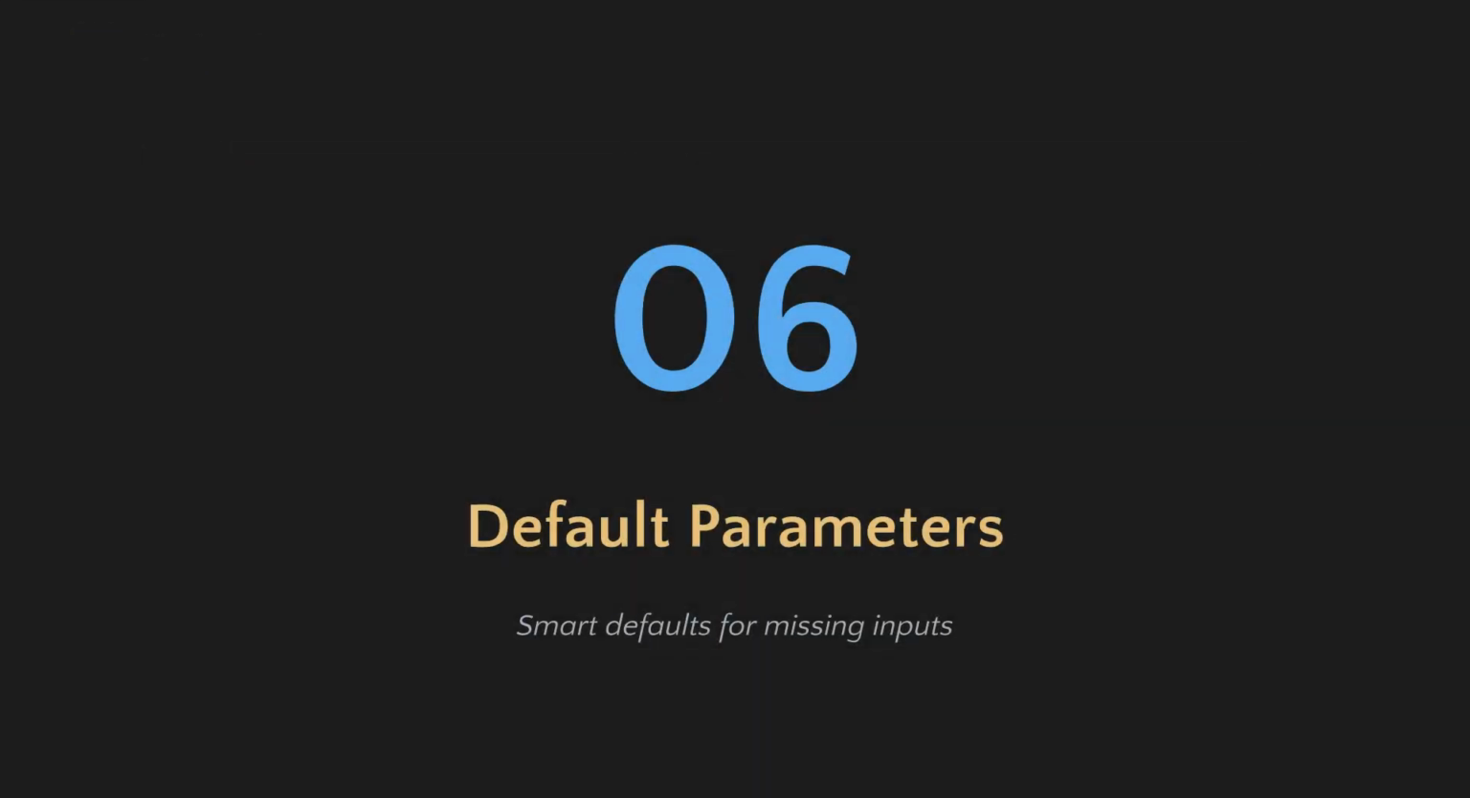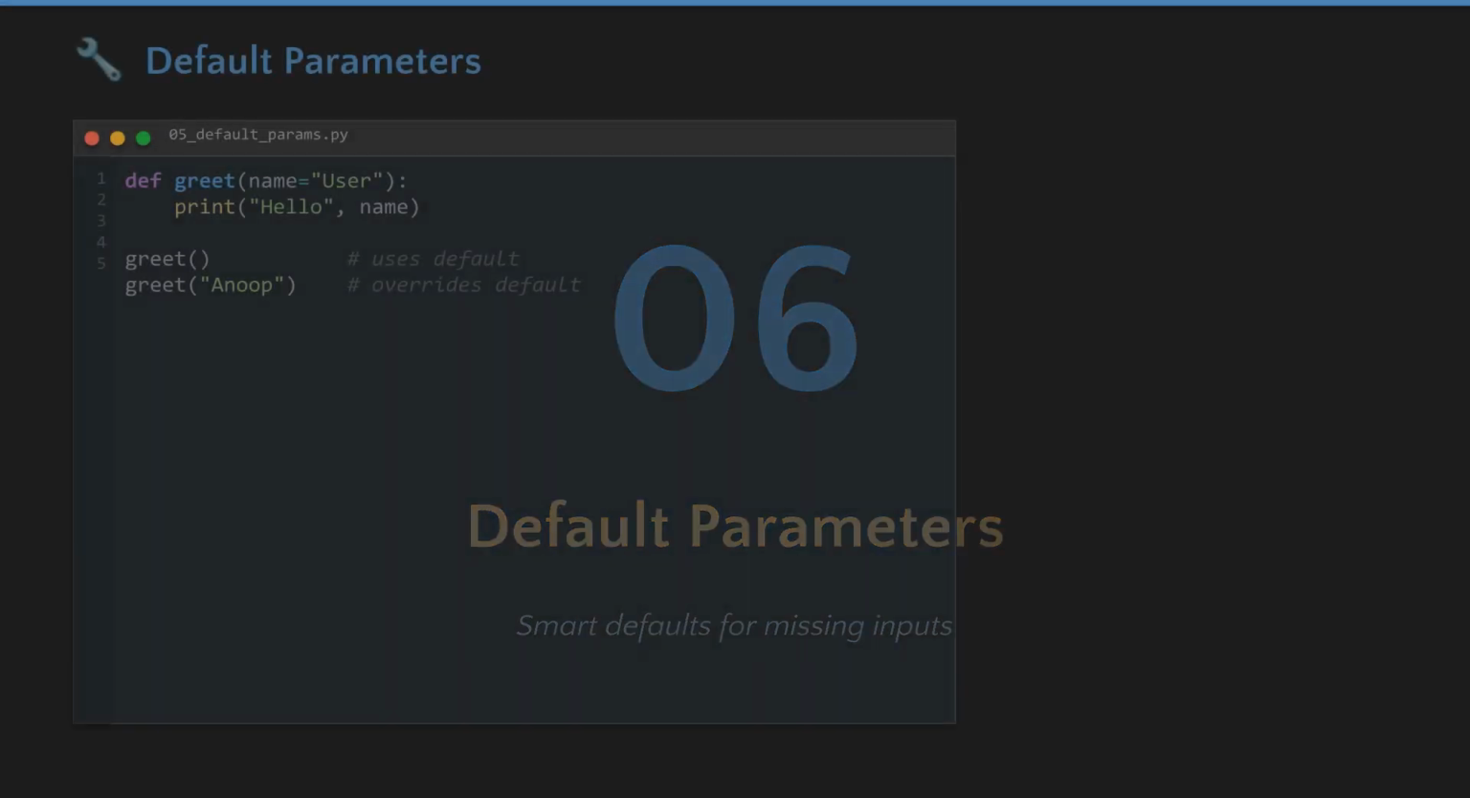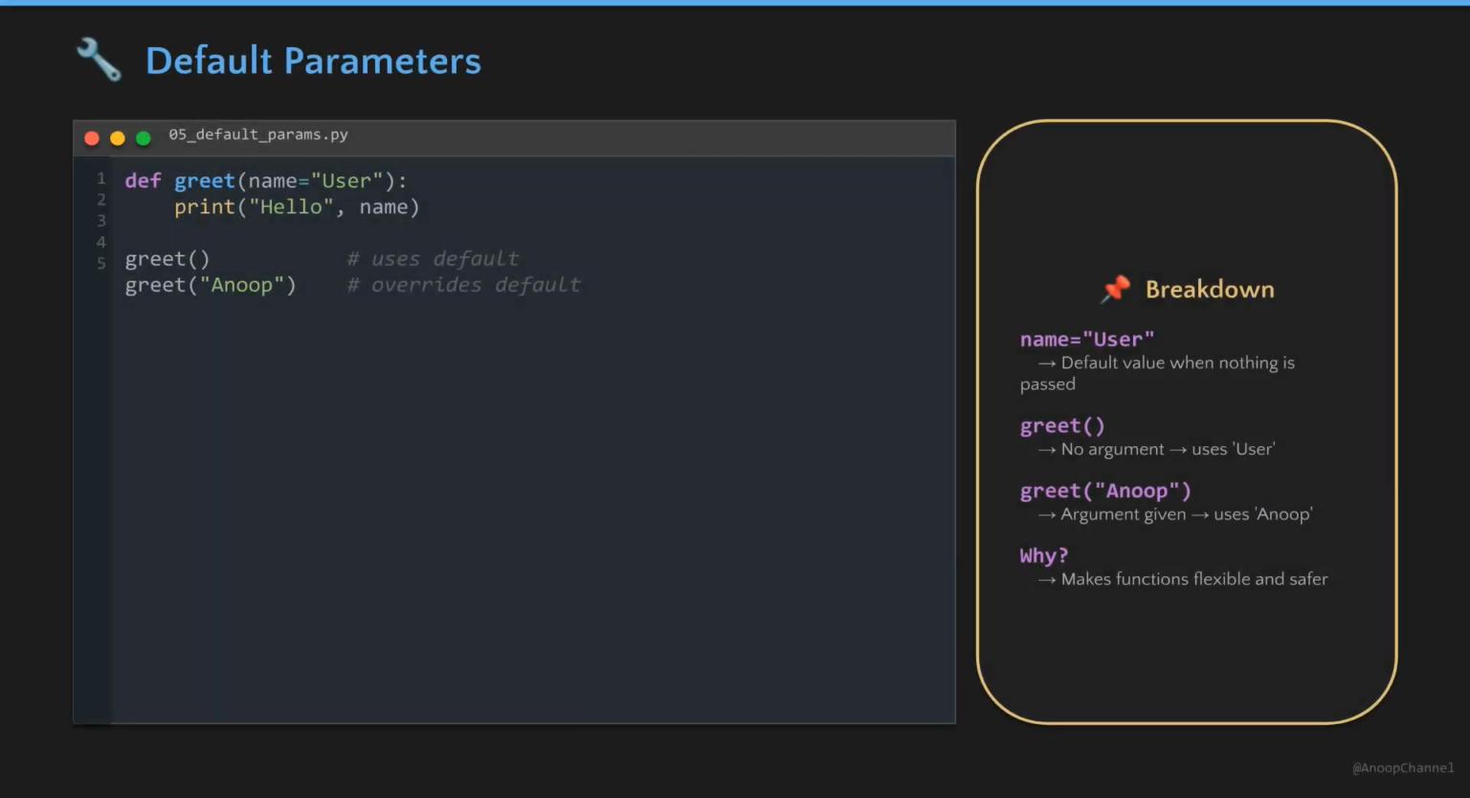We are now moving on to the concept of default parameters. This allows you to set a fallback value for an argument in case the user does not provide one when calling the function. By setting name equals user we create a default. If greet is called without an argument, it uses user. If an argument, like Anoop, is provided, it overrides the default. This makes your functions more flexible and safer to use.